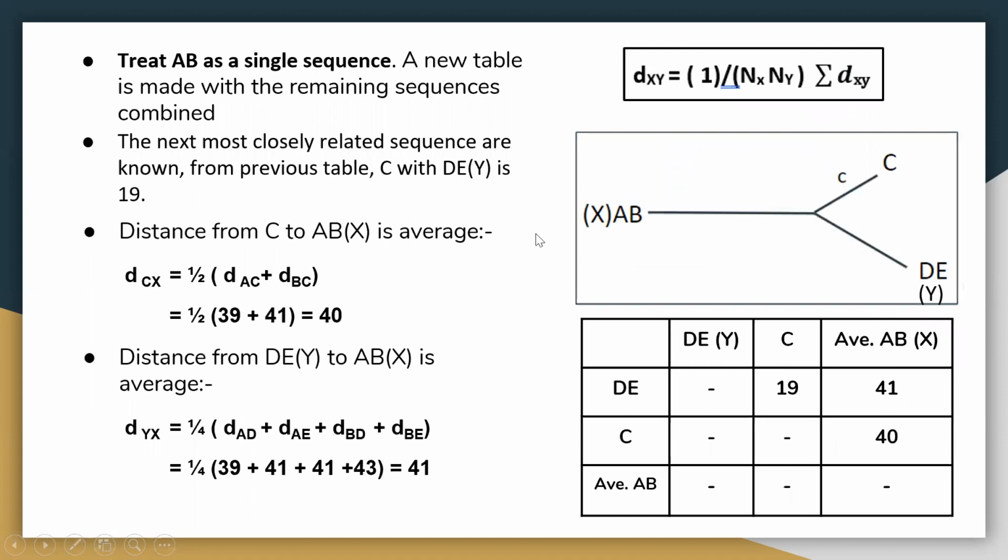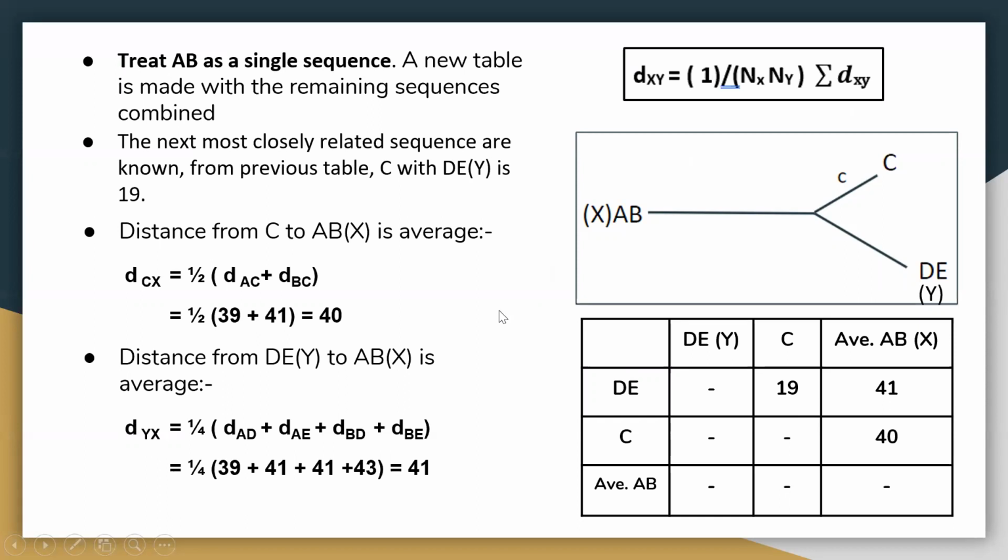So once we've gotten all the values, now we're going on to the next step, which is to treat AB as a single sequence. In this case, we're going to call AB as X. And from the previously known table, the next most closely related sequence, the lowest number, is C to DE. This shows that C to DE is the most related sequence in this table.